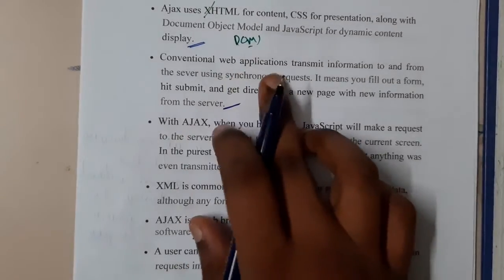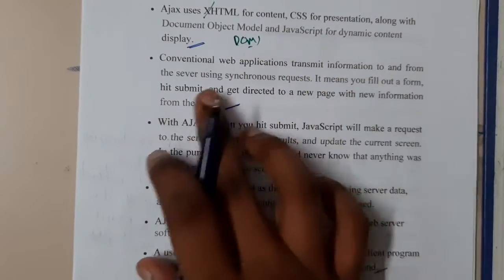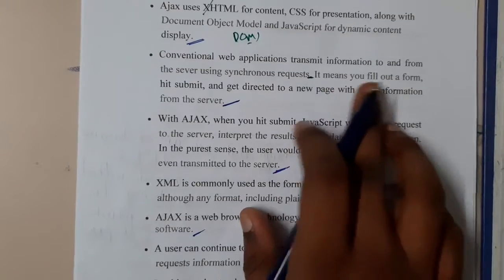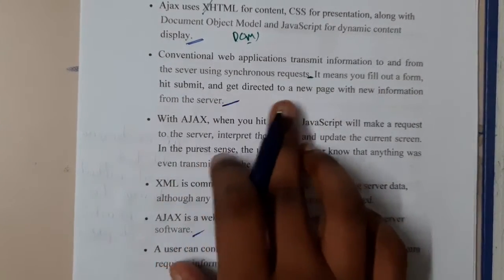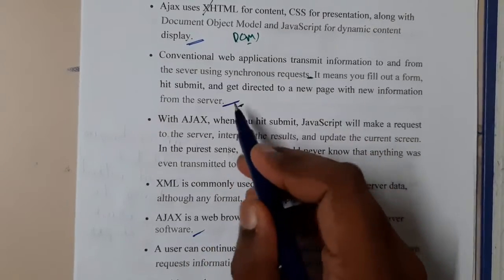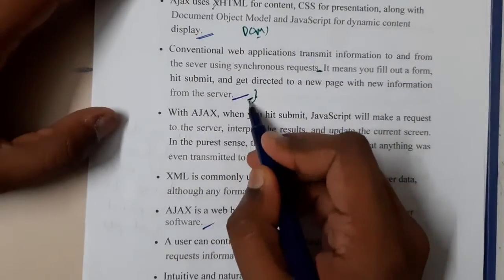Okay, conventional web applications transmit information to and from the server synchronously. It means you fill out a form, hit submit and get redirected to a new page with new information in the server. So this is how the normal application will work.